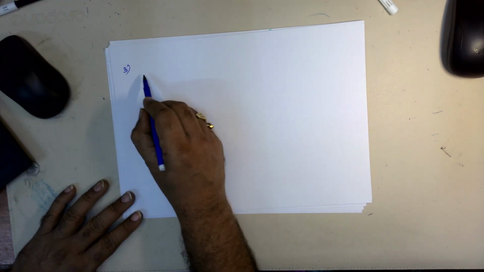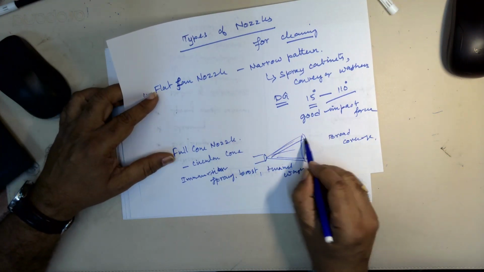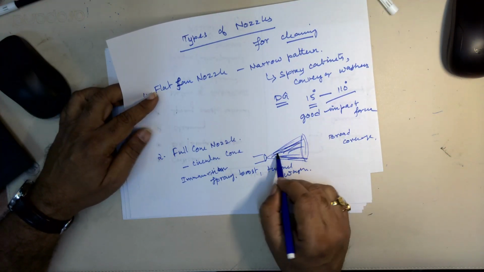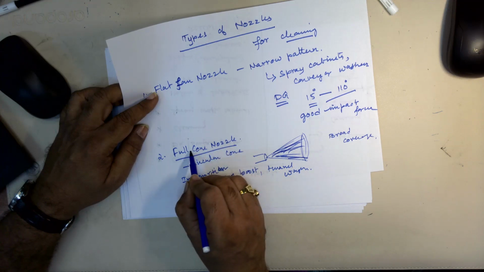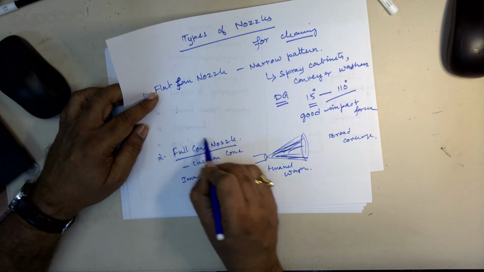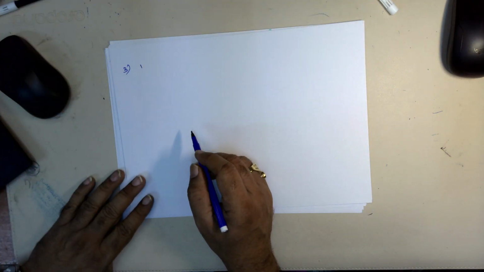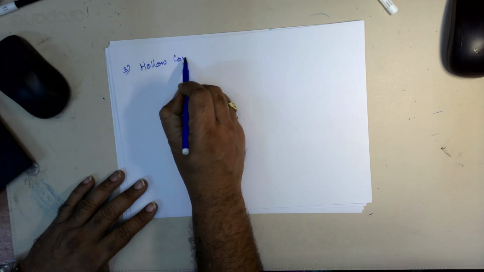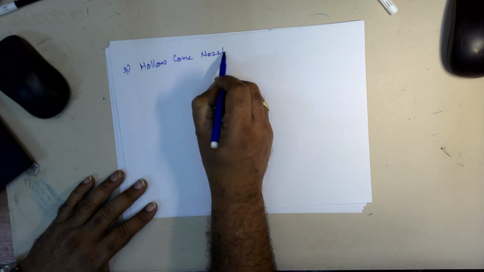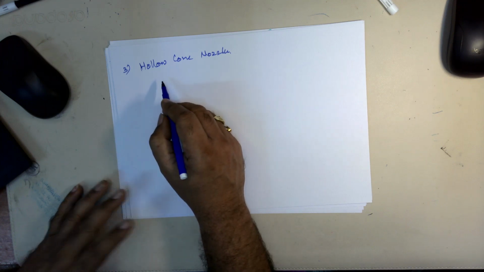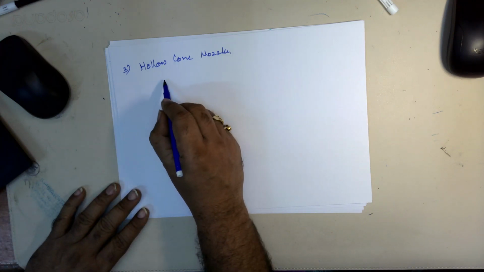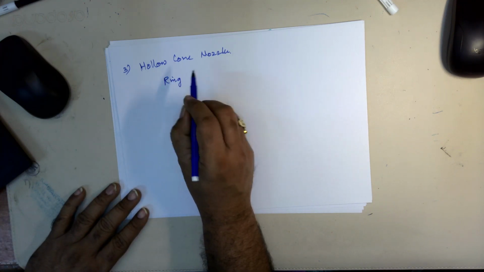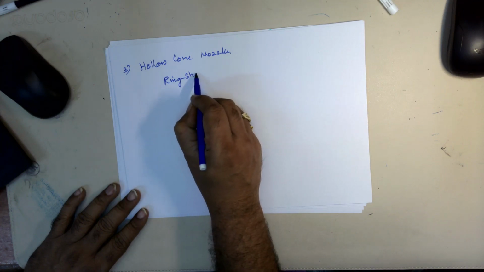The third one is the hollow cone. Here the earlier one is a solid cone. When I say full cone, it means full solid cone, and that's why it's called full cone. But you have another pattern called the hollow cone nozzle. This is also circular, but it is ring-shaped. That is a ring-shaped cone.